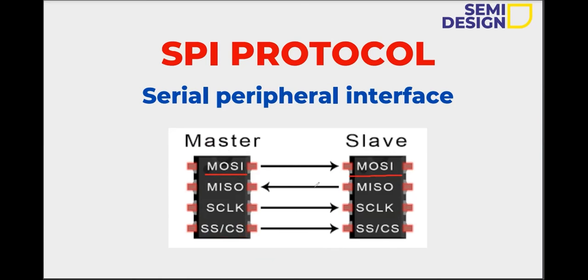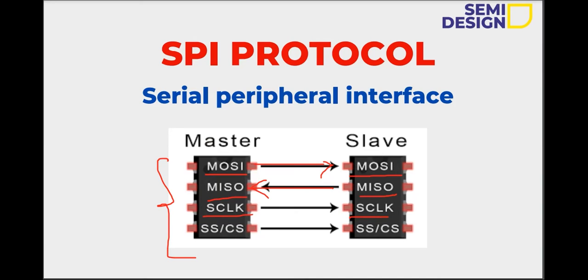MOSI is master out, slave in. We already discussed all these things briefly, right? Some of the new students are there, so that's why I'm discussing. So master in, slave out. So these are bidirectional. Both can transmit at a time. Full duplex. And here we are using the serial clock.